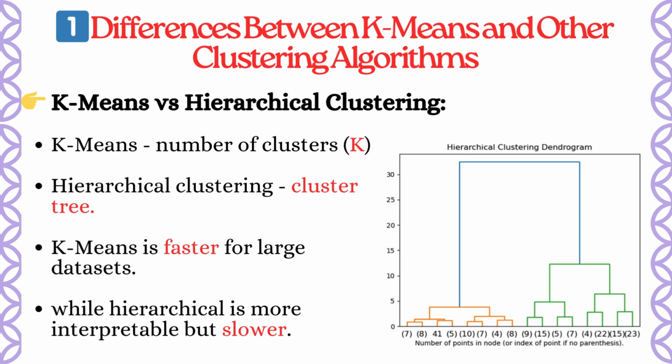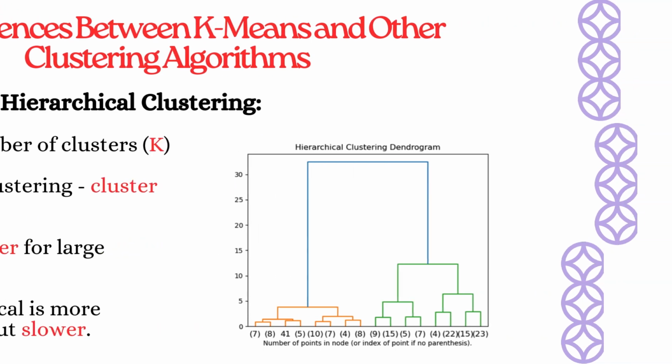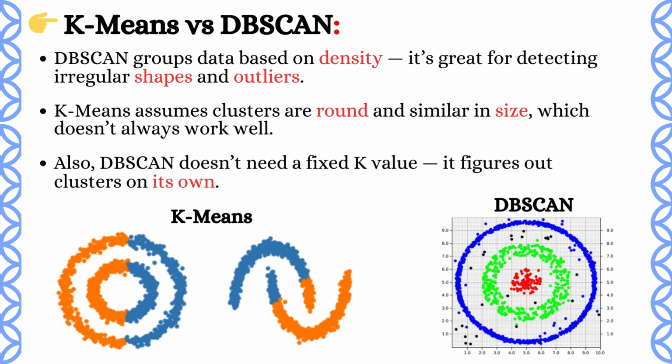K-means is faster for large datasets, while hierarchical is more interpretable but slower. K-means versus DBSCAN. DBSCAN groups data based on density. It's great for detecting irregular shapes and outliers. K-means assumes clusters are round and similar in size, which doesn't always work well. Also, DBSCAN doesn't need a fixed K value. It figures out clusters on its own.